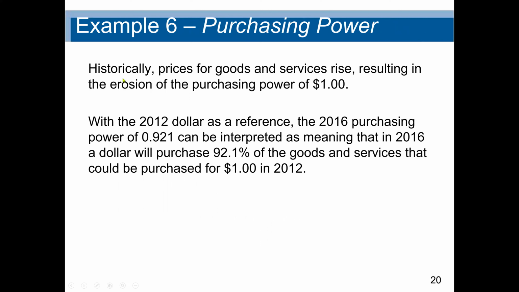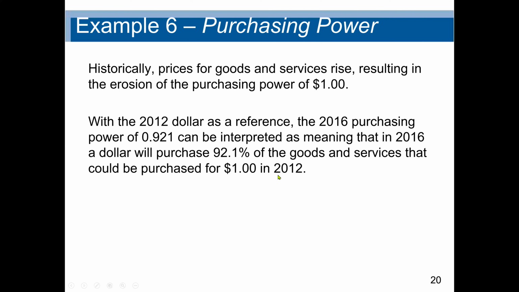So we have an example here. Historically, prices for goods and services rise, resulting in the erosion of purchasing power of $1. Now here we say with the 2012 dollar as a reference, the 2016 purchasing power of 0.921 can be interpreted as meaning that in 2016, $1 would purchase 92.1% of goods and services that could be purchased for $1 in 2012.